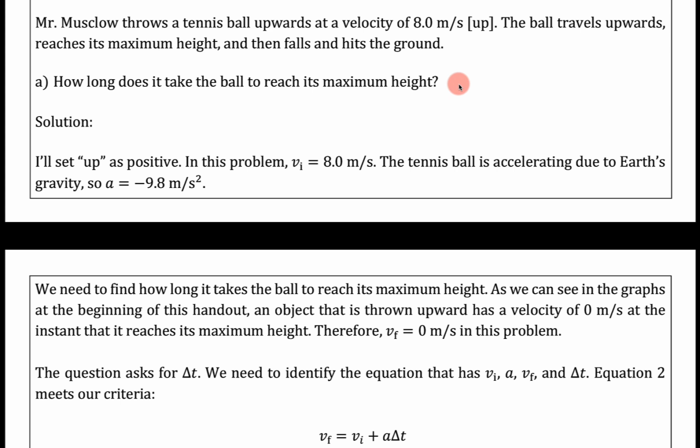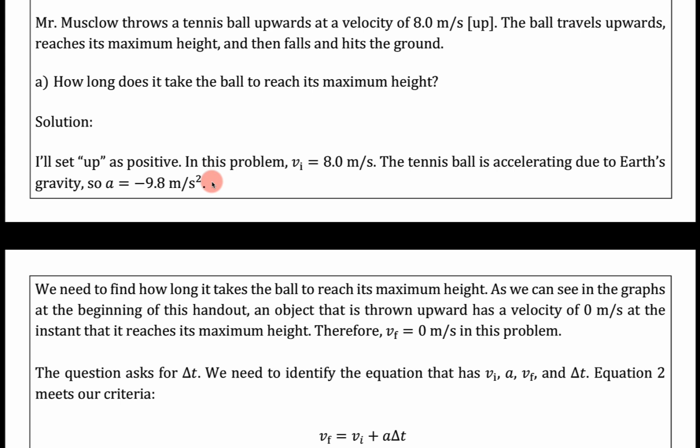Okay, so let's start out by writing what we know. As before, we'll set up as positive, and so we'll write that VI is positive 8.0 meters per second. And then the acceleration, of course, is minus 9.8 meters per second squared. So those are two pieces of information that we can draw. But we need three, of course. So how do we proceed from here?